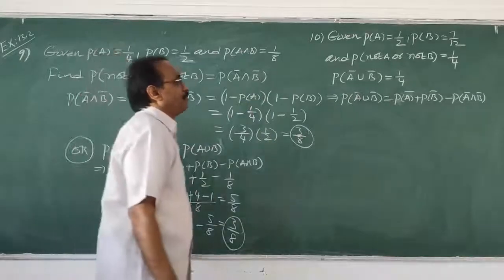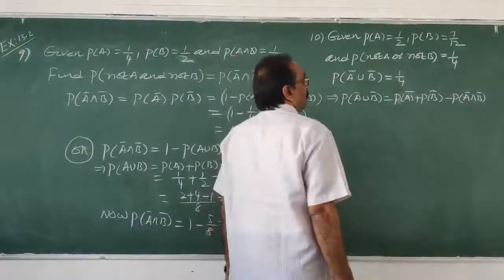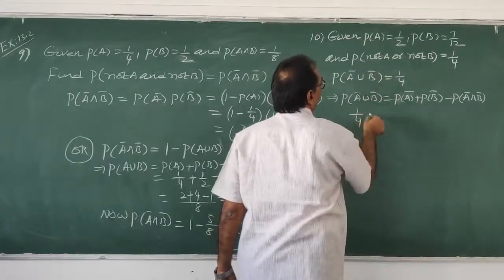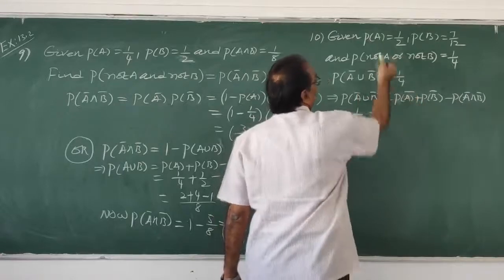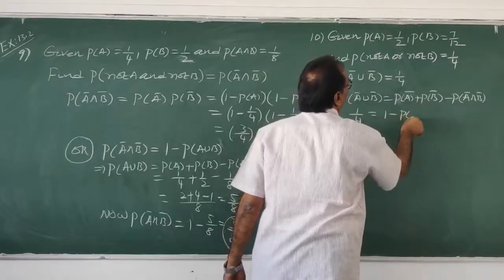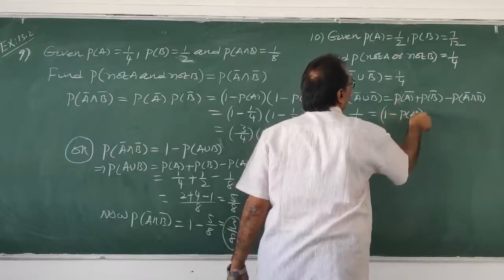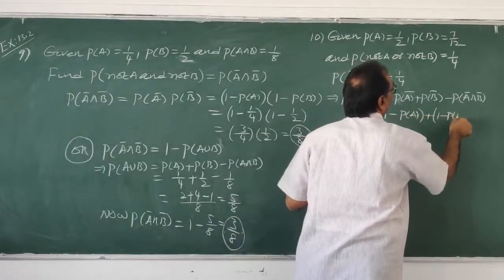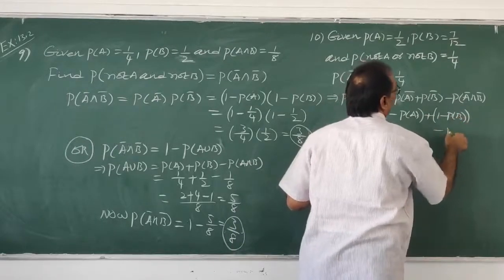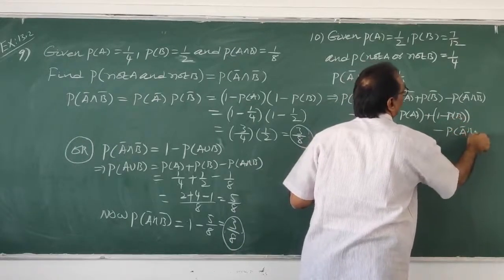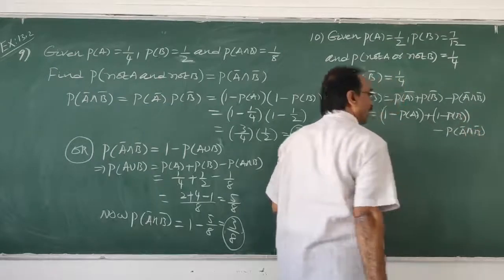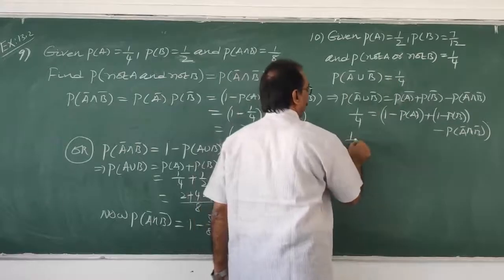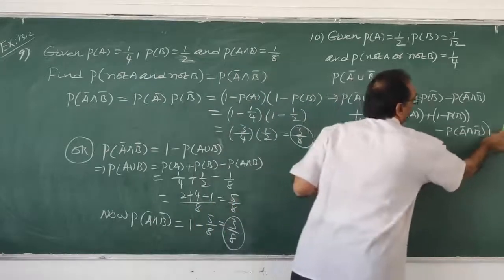Correct? Okay. Now here, already given, no? Not A or not B union, how much? 1 by 4, right here. What is P of A bar? 1 minus P of A. You know that complement I told you just now. So 1 minus P of A. What is P of B bar? 1 minus P of B, minus P of A bar intersection B bar, which you don't know. Okay, let it be like this. Doesn't matter. Bracket close, 1 by 4. This is separate only.